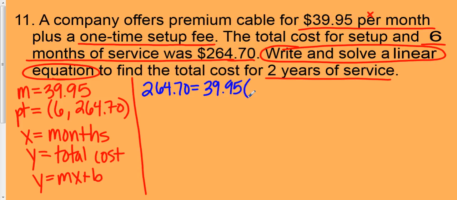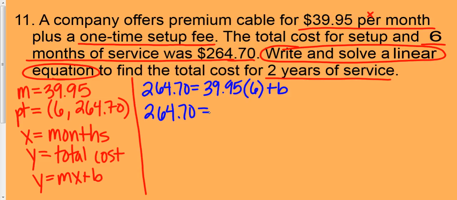$39.95 is my slope, and we'll multiply that by 6. And then we're solving for b to come up with our equation. When I do this, it looks like on my notes I skipped a tad bit of work. I did. One second, as I am working this out.